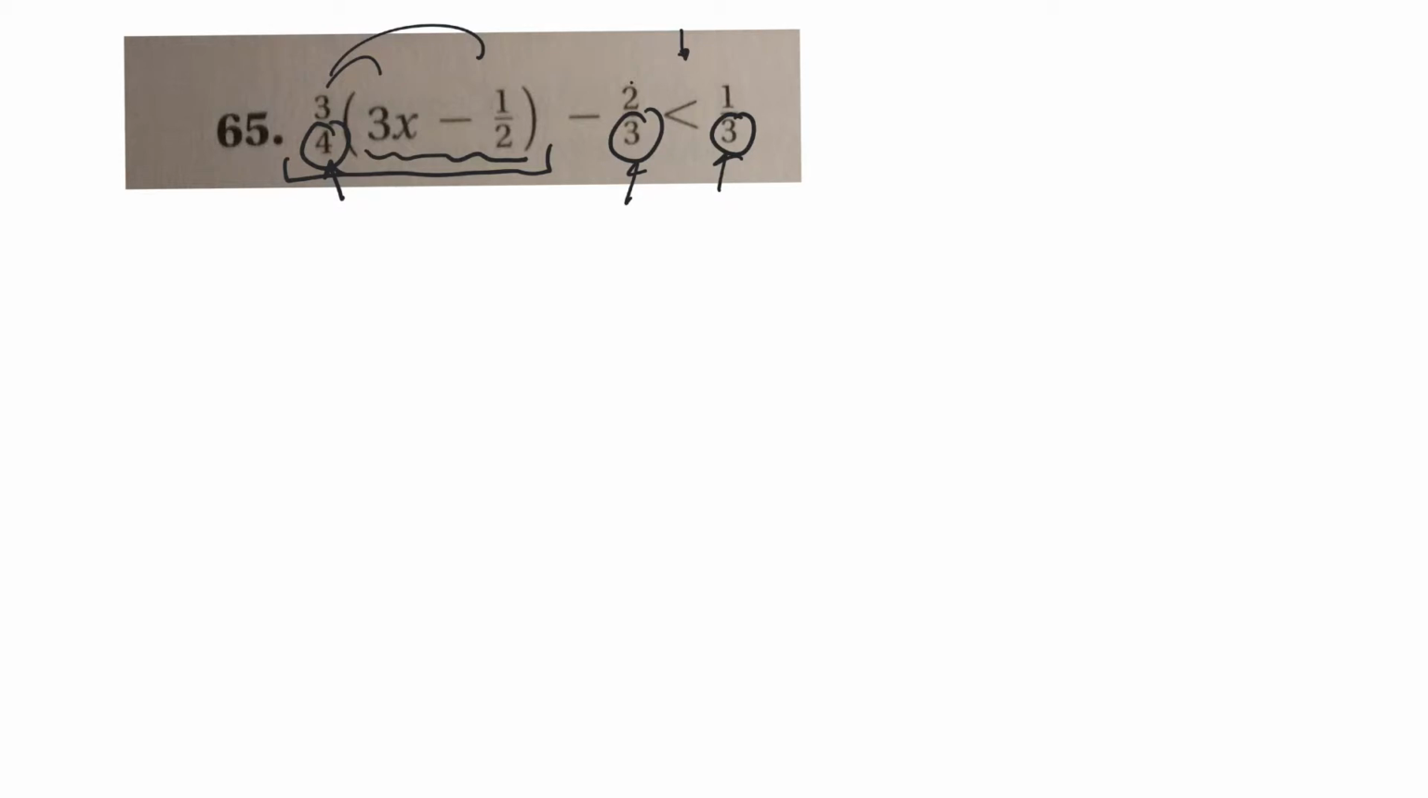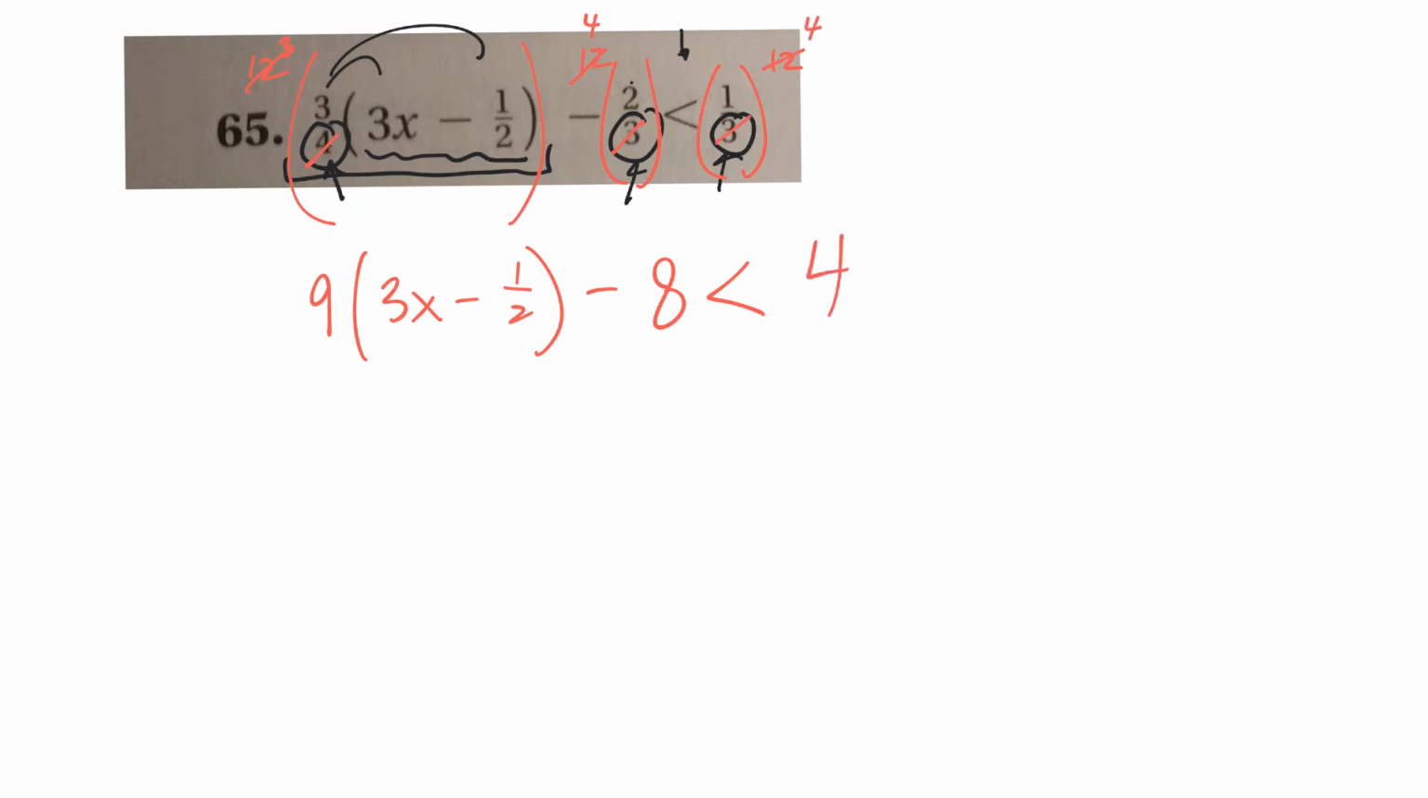So I'm going to multiply everything by 12. I'm going to take this term times 12, this term times 12, this term times 12. So the 12 and the 4 cancel, leaving the 3. 3 times 3 is 9. So what I have is 9 times (3x minus a half), minus, 3 goes into 12 four times, 4 times 2 is 8, so minus 8, is less than, 3 goes into 12 four times, 4 times 1 is 4. Okay, there I've got that.